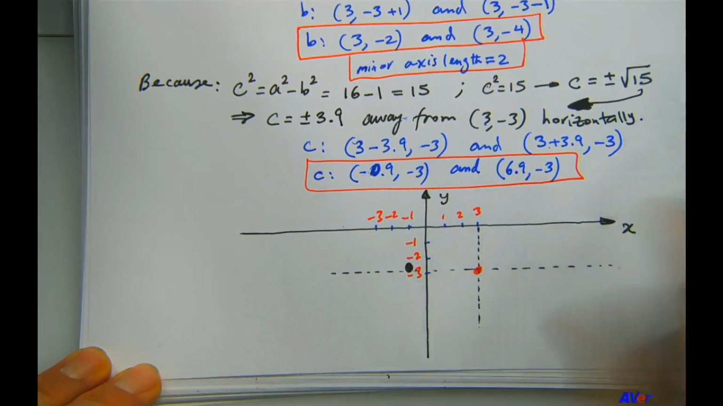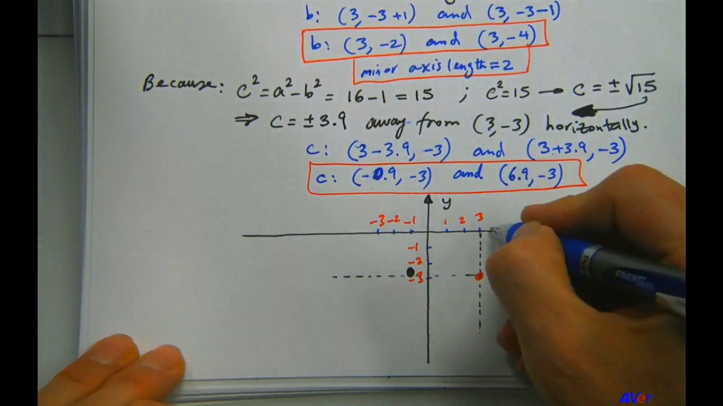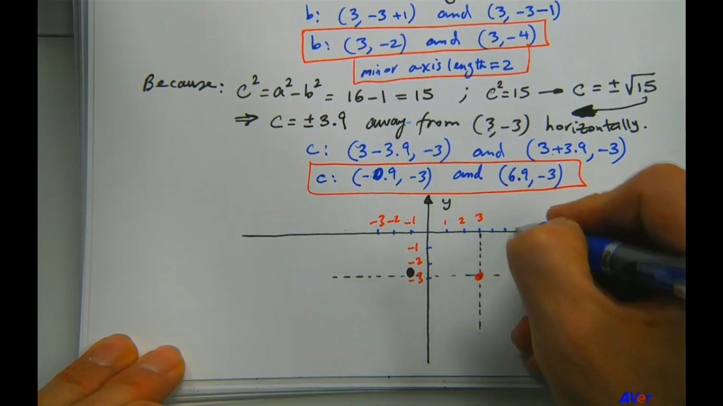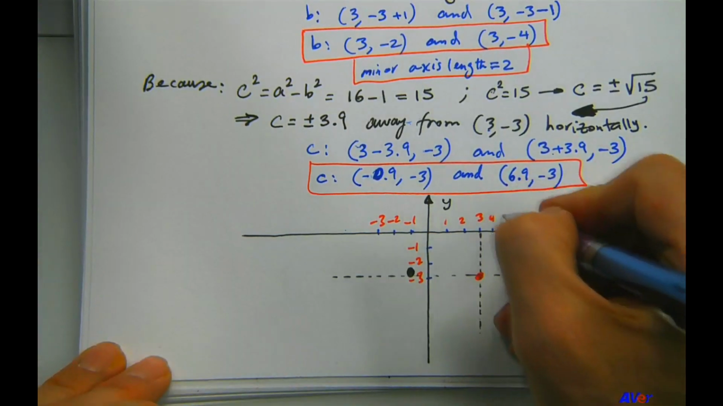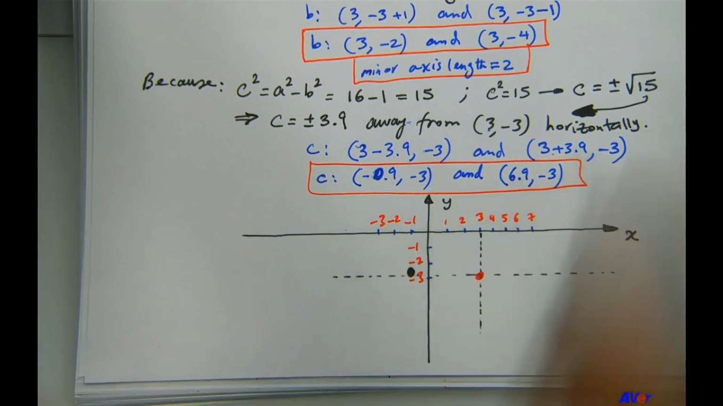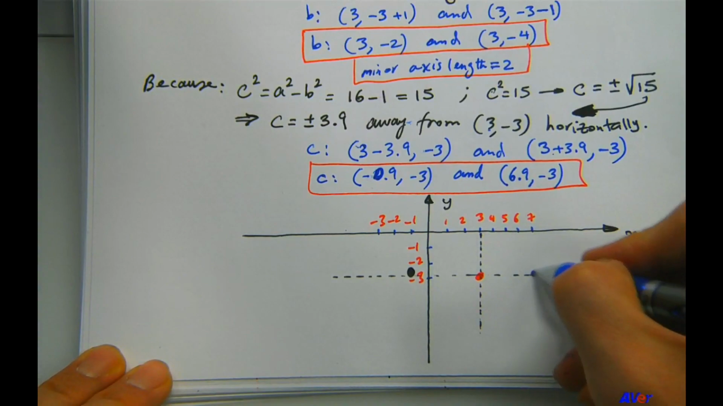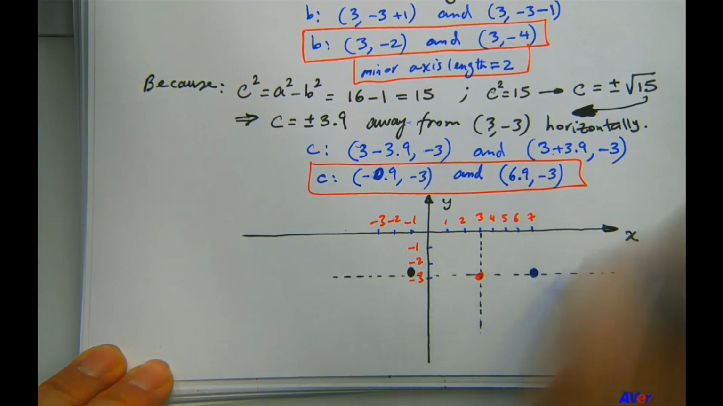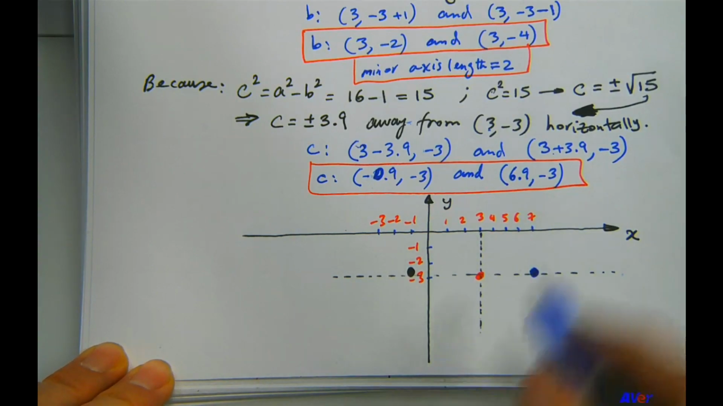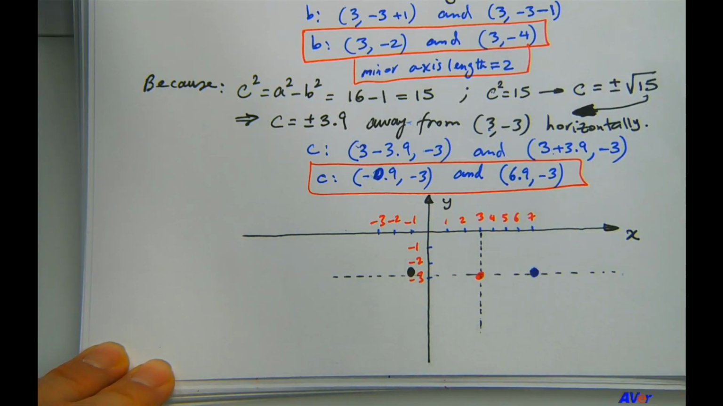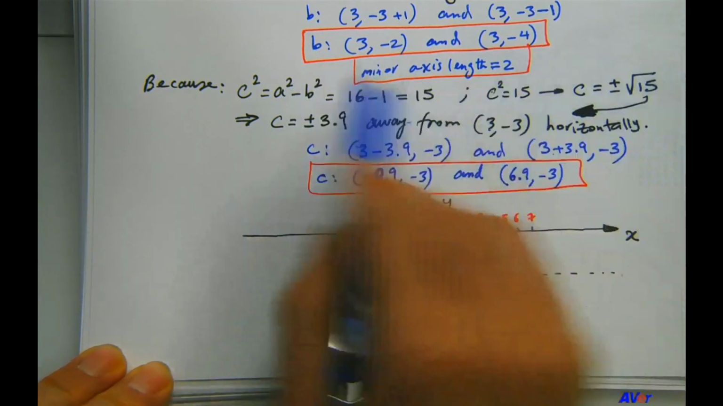7 comma -3, I need to add some increments here. So 4, 5, 6, and 7. 7 comma -3 would be right here. Okay, and the minor axes are right there. You can see them here.